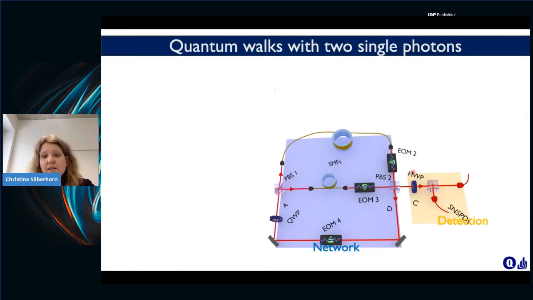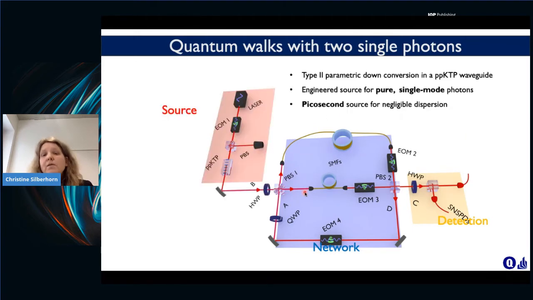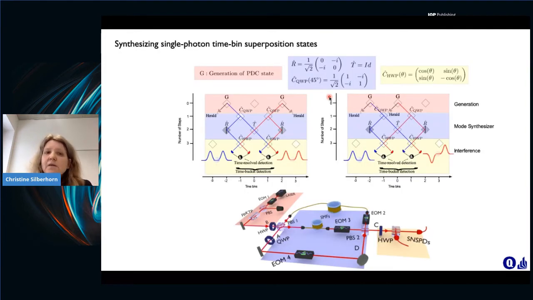And this is again the circuitry, but now we finally also included PDC states into photon states. Why did it take so long? Well, there were other things to do, but on top of that, you need a very specific engineered source. So we have a source of pure single photons with a picosecond domain. What can you do with that? Well, the first thing we did, we used our circuitry to synthesize very specific time-bin single photon superposition states.